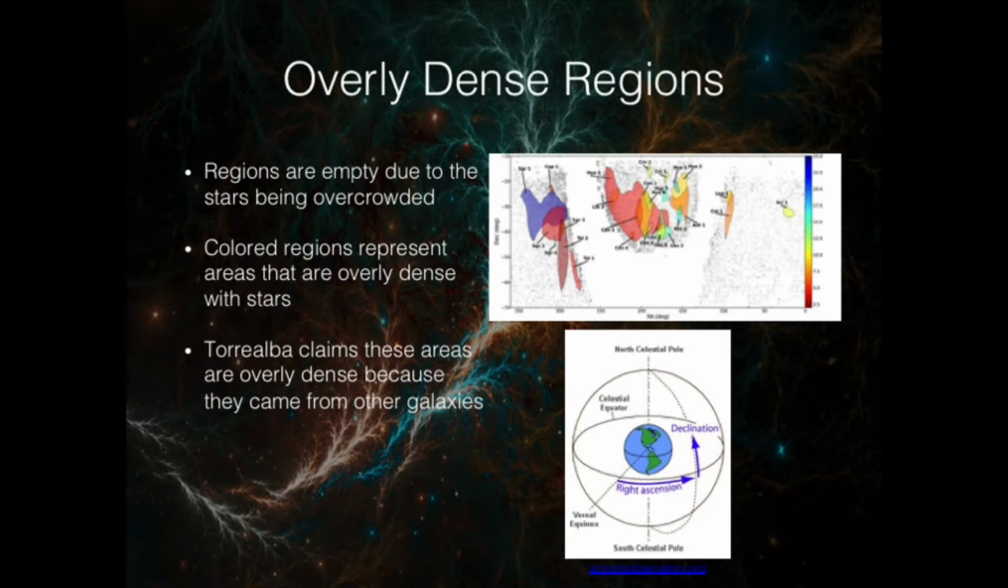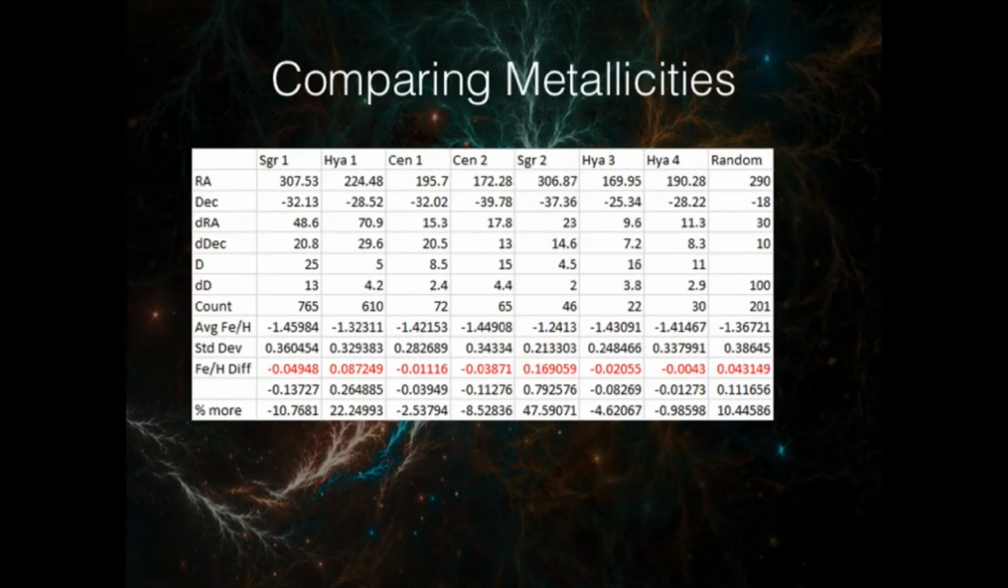So I wanted to take it a step further, me and Jonathan Barnes, and we were given the right ascension and declination of each of these regions. They also give us a thickness of the coordinate, so this gives us an area, and they also give us a distance away from us, as well as a depth. So they give us an exact location of the volume that they consider to be overly dense with stars, and we can analyze that for its metallicity to see if it significantly differs from our sun.